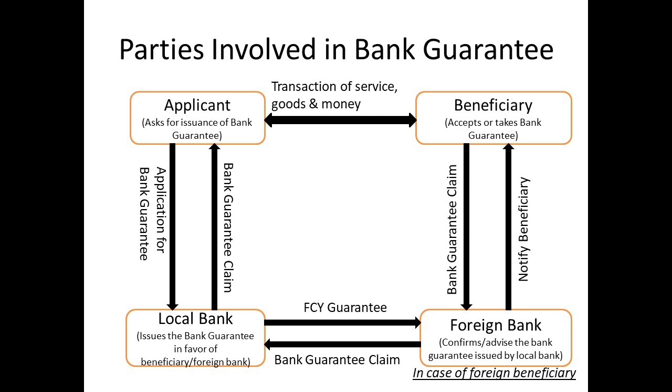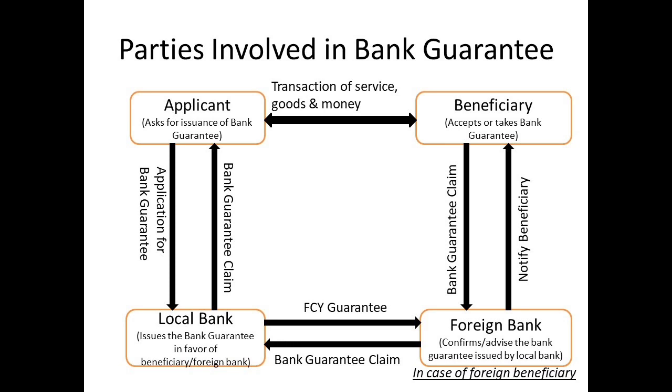Now, the foreign or advising bank, which is also known as the beneficiary's bank, comes into the picture in case of issuance of a foreign currency bank guarantee. They confirm or support a bank guarantee issued by the local bank of the applicant. Further, they also issue the counter guarantee against the guarantee issued by the local bank and notify the beneficiary about the same.